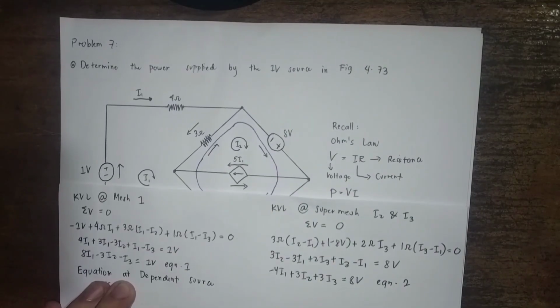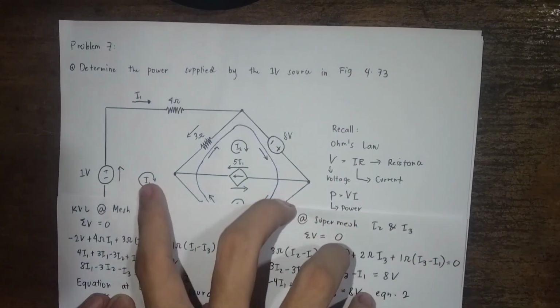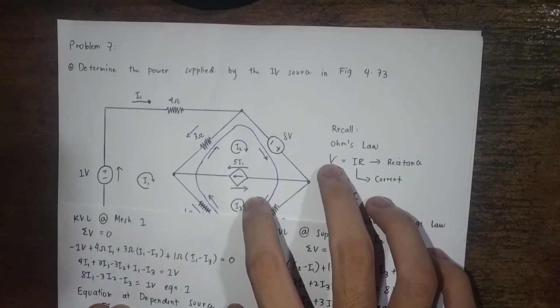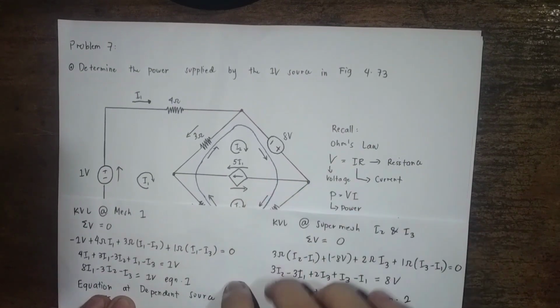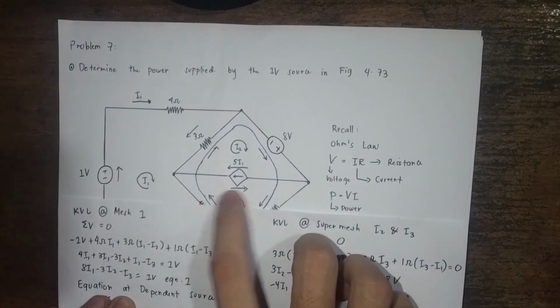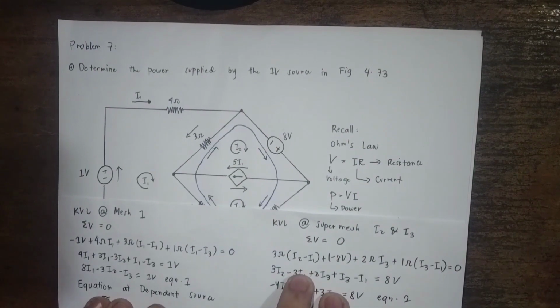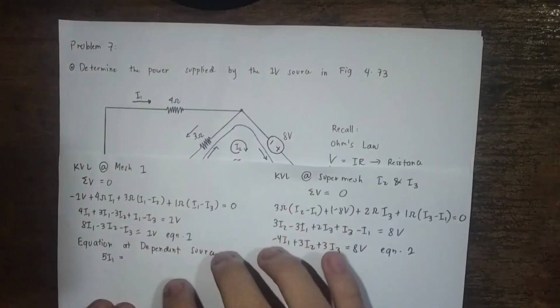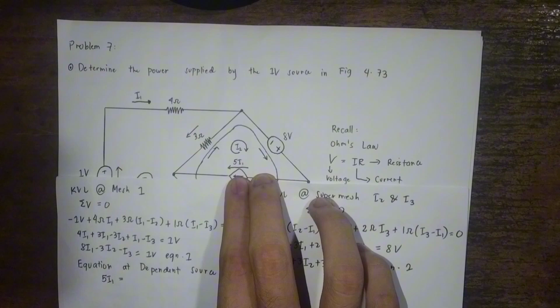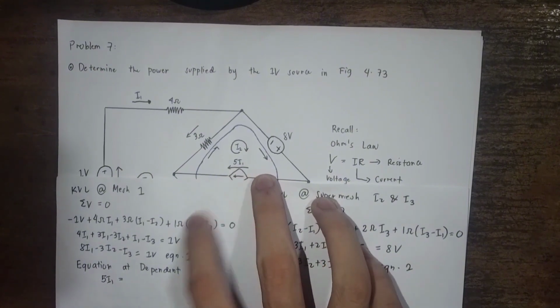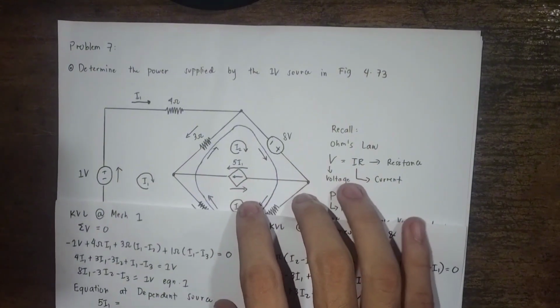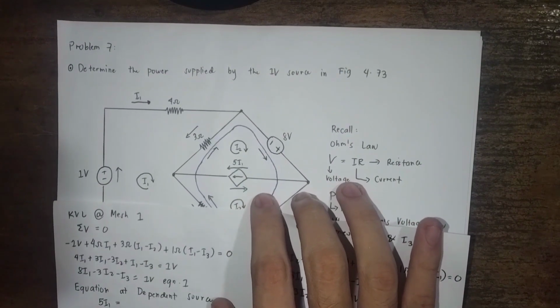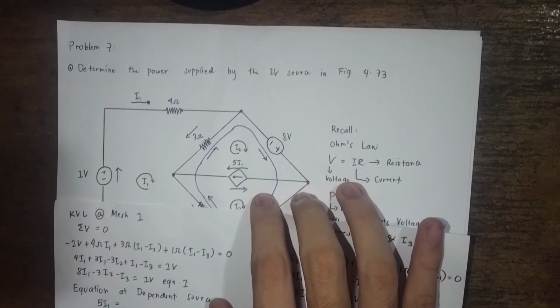So we have two equations, equation 1 and equation 2, but we still need 3 equations because we have 3 unknowns: I1, I2, and I3. We can get the last equation by using the dependent source. So, since 5I1 is the given dependent source, 5I1 equals the corresponding current source.